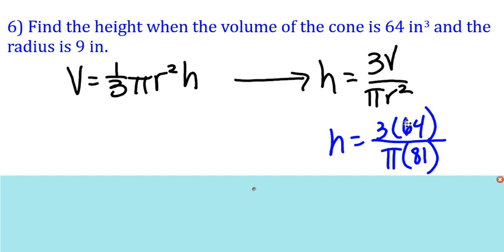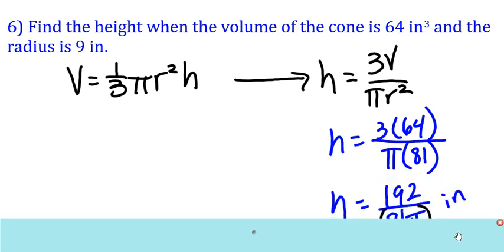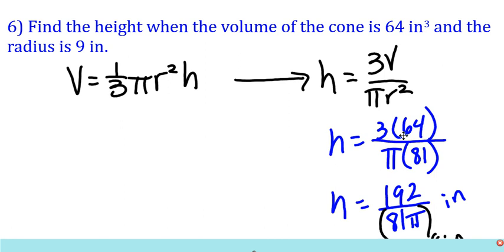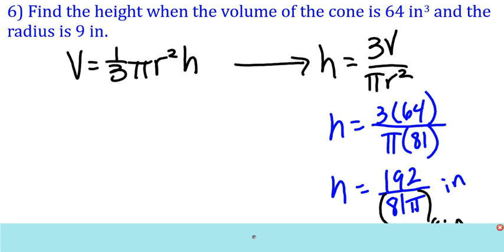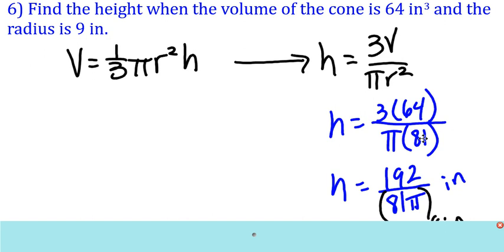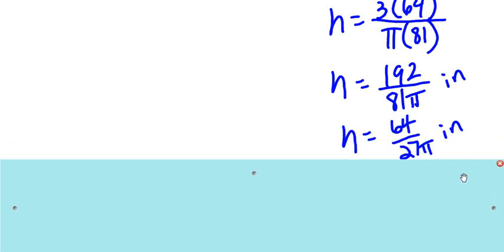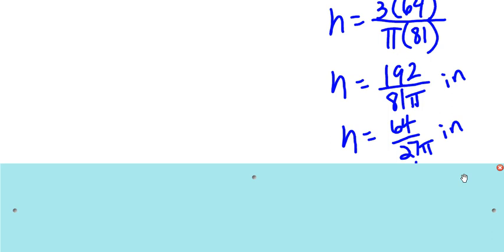Now, if we evaluate what we have in the numerator and the denominator, we're going to see if we can simplify it. So let's think. 3 times 64, that's 192. And then we've got our 81 pi. Again, are there any common factors we can divide out? Well, we can divide out at least a 3, right? Because that would be there. Factor of 3. So it would be 64 over 27 pi inches, because it's a height. And that would be the exact value.